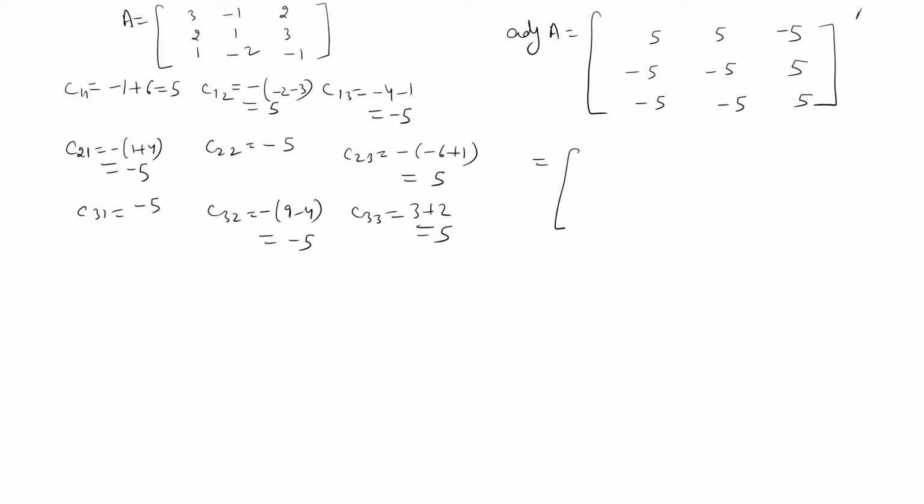So let us take its transpose to get the adjoint matrix. So this becomes 5, 5, minus 5, minus 5, minus 5, 5, and it is minus 5, minus 5 and 5, which is the required adjoint.